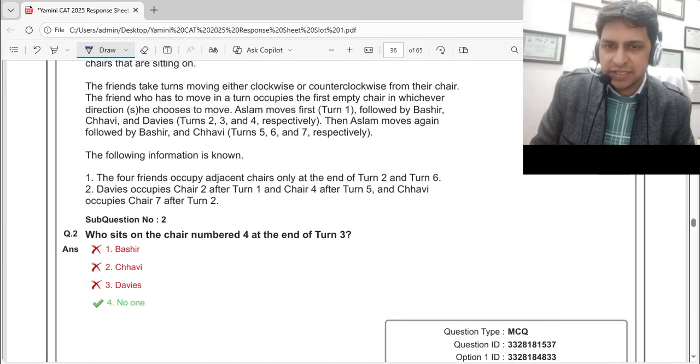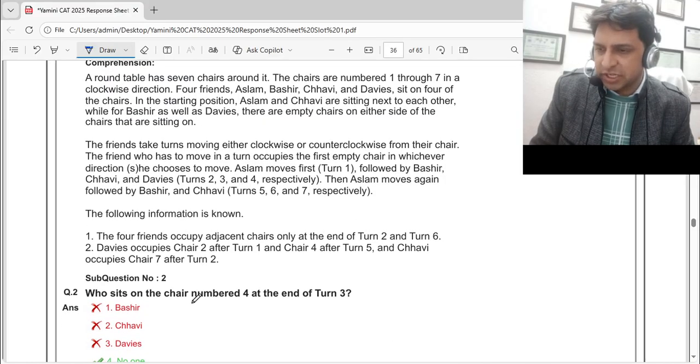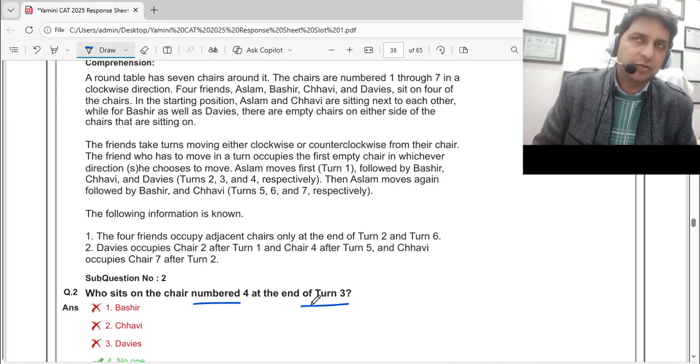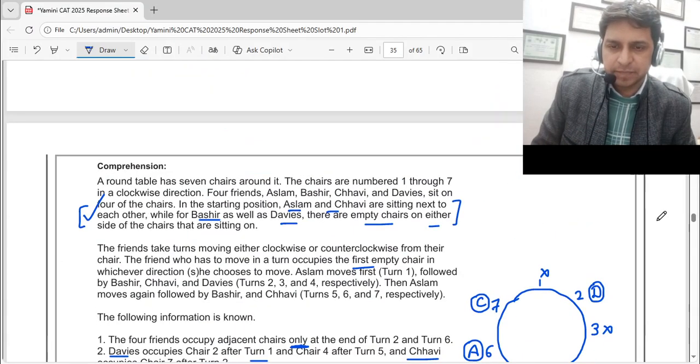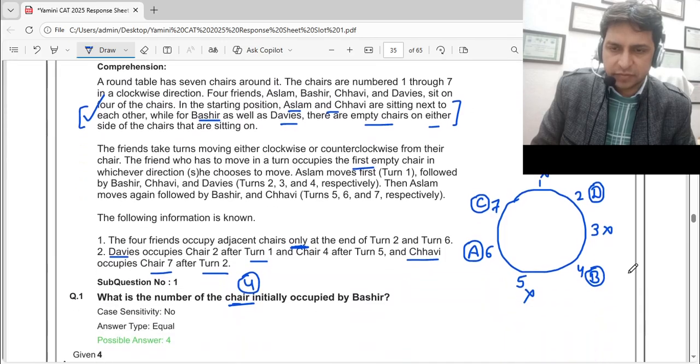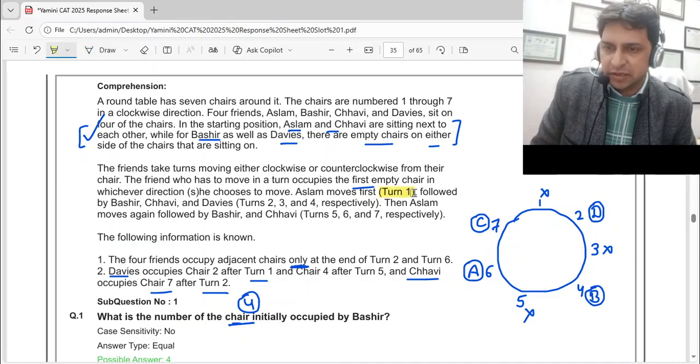The next question they say, who sits on the chair numbered 4 at the end of turn 3? So we need to take 3 turns now. Let's go back. Turn number 1. Let Aslam take turn number 1. Aslam took the first turn.